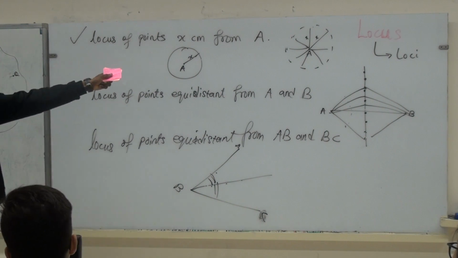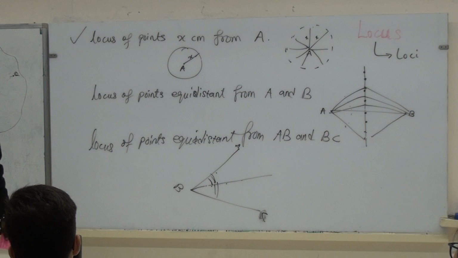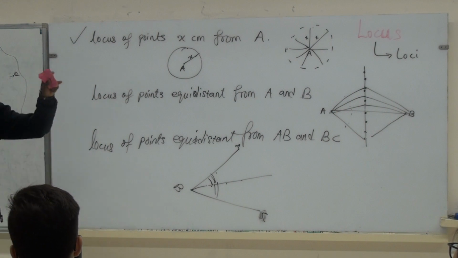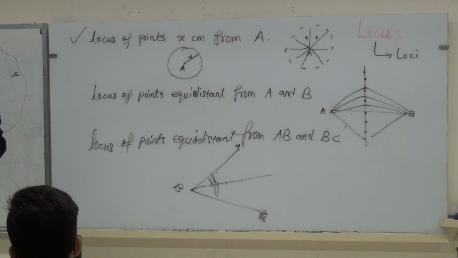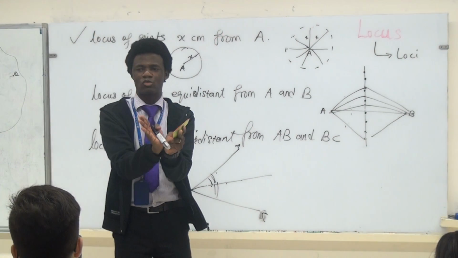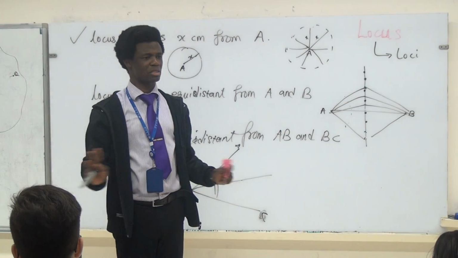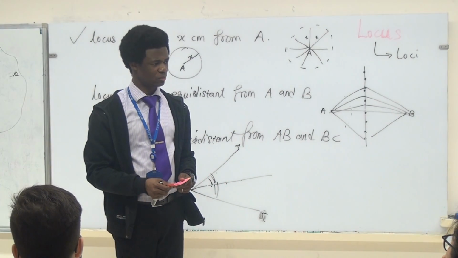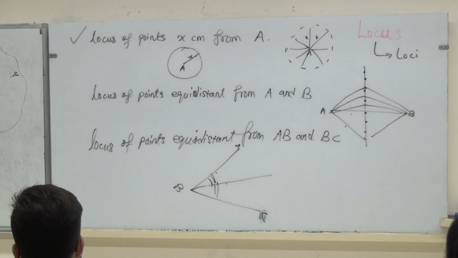So 3 of them. The locus from a point is a circle with the center as the point. The locus between 2 points, because 2 points will give a line, you bisect the line. The locus between 2 lines, because those 2 lines will form an angle, you bisect the angle. It's as simple as that. Any question? Alright, so let's take this.